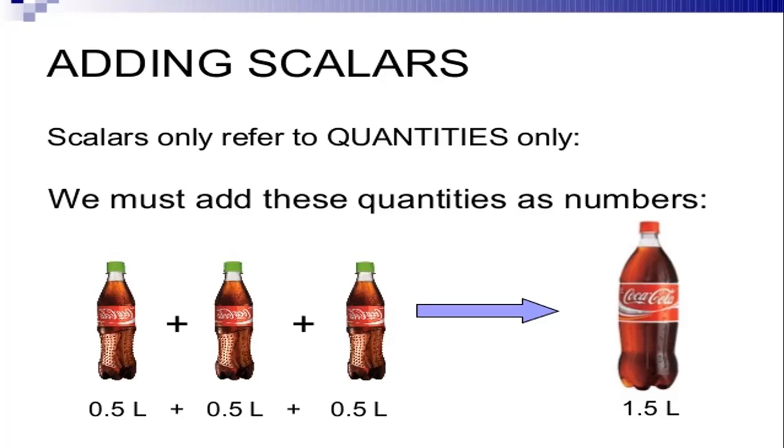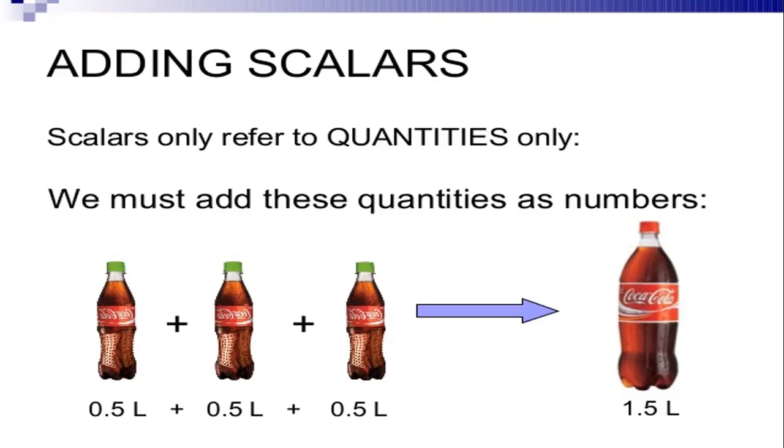So we have 0.5 liters plus 0.5 liters plus 0.5 liters. If we want to find the total, we go ahead and add the numbers only. So we're going to add 0.5 plus 0.5 plus 0.5. And what do we get? Yes, we get 1.5 liters. So we are adding scalar quantities. So to add your scalar quantities, you just add the numbers and you keep the unit. That's how we add scalar quantities.